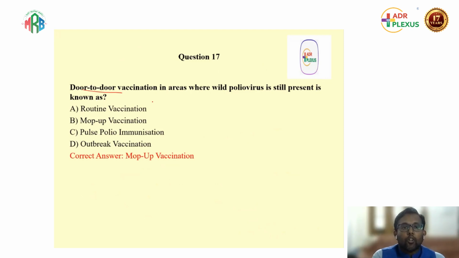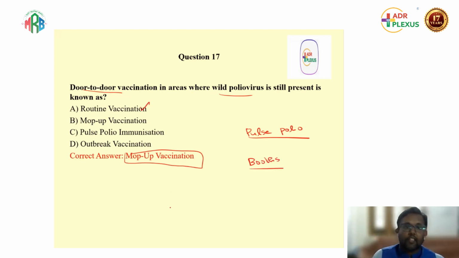Next, door-to-door vaccination in areas where wild poliovirus is still present is called mop-up vaccination. So what do they do in the pulse polio program? They set up the booths. The children who are going for routine vaccination, in addition to the routine vaccination, children from all over come to the booths. Irrespective of the previous dose, they take this dose.